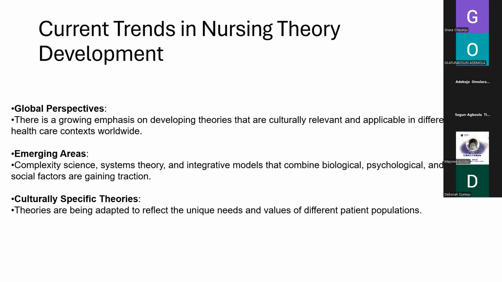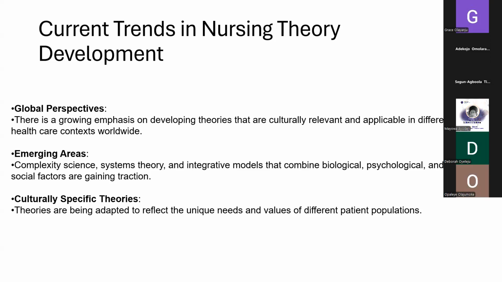So you should be thinking about what are the current trends in nursing theory, what are the current situations that your theory can align with. Now, the global perspective: there is what is currently going on globally. We are talking about health disparities. We are talking about cultural sensitivity. We are talking about so many things. So if you are developing theories, they should reflect a global perspective.